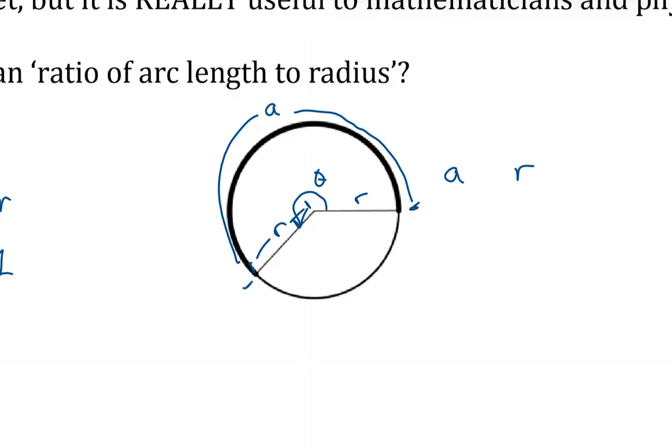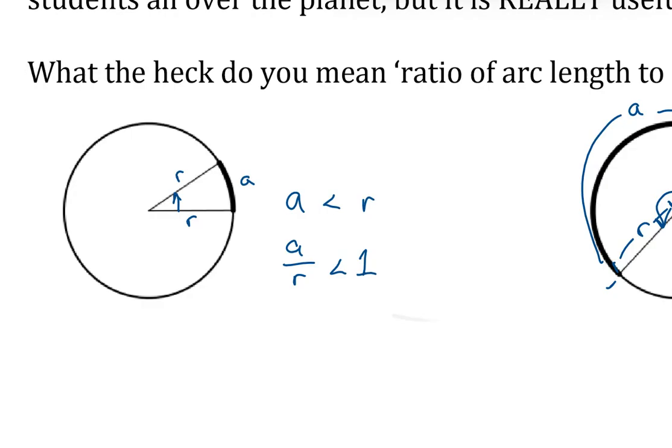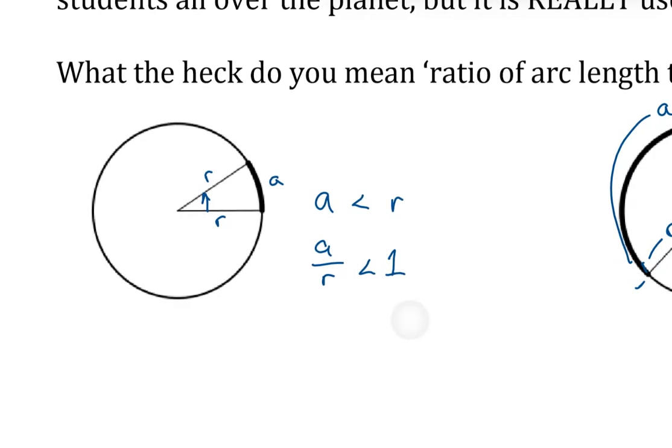Anybody? Help me out here. Go for it. Bigger. Everybody agrees? So again, if I divide by R, what happens here? The ratio of arc length to radius is greater than 1. We're just talking ratios here. Again, what does that mean? Who cares about this ratio? Well, we're getting to that. But in this case, the ratio of arc length to radius was less than 1.